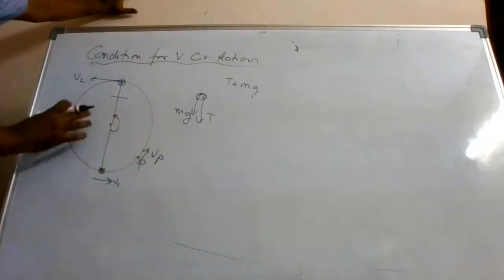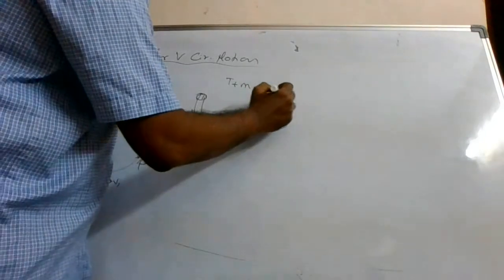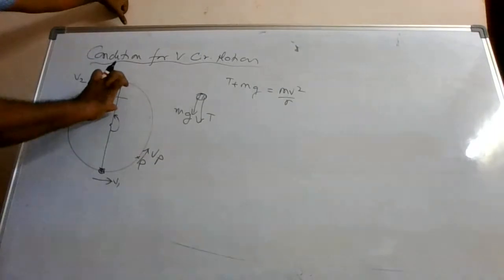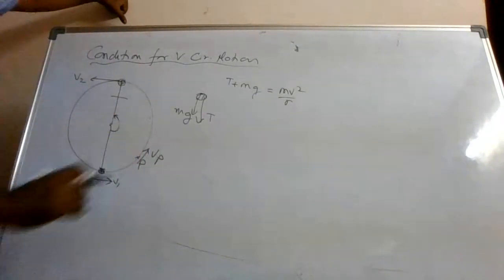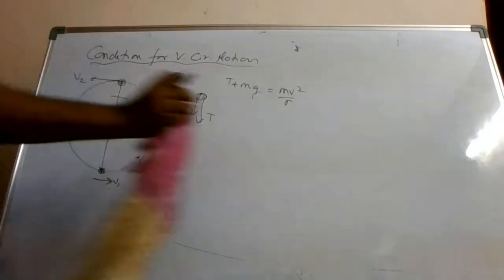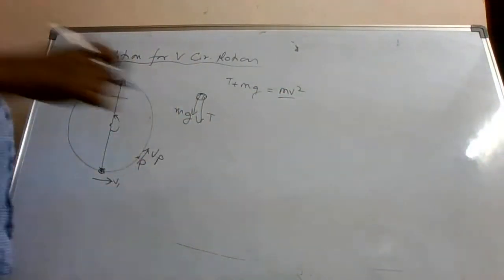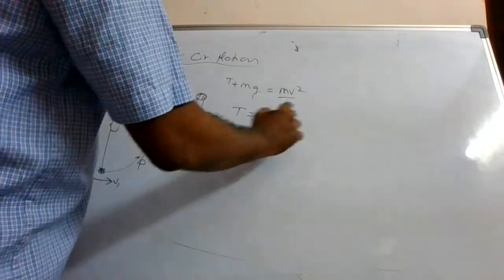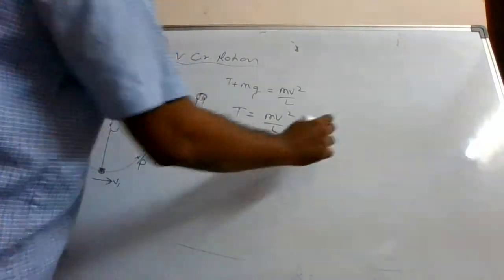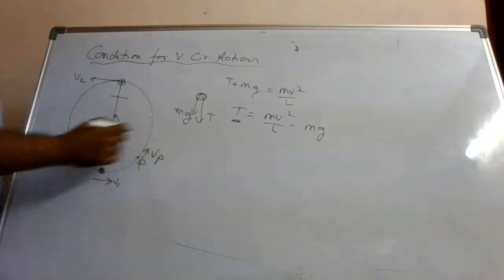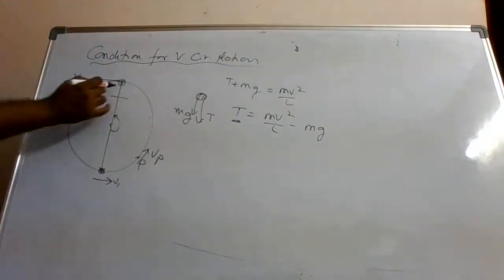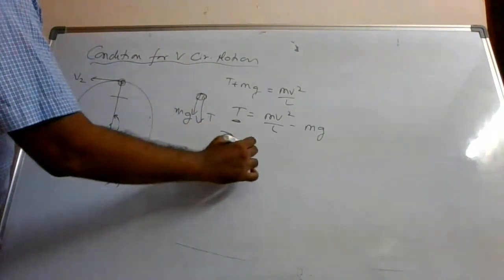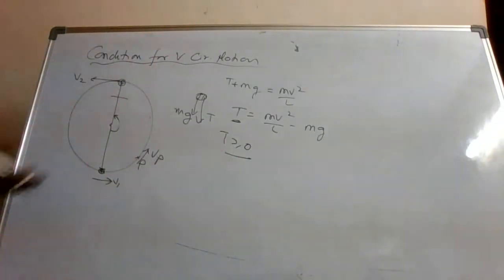Now this is the force acting towards the center, so it must be equal to mv square by r, where r is the radius of this vertical circle, which is nothing but the length of the string, L. So from here you are getting T equals mv square by L minus mg. Now this is the tension value in the string when the stone is at this position. This tension value must be greater than or equal to 0, otherwise the circular motion won't happen.